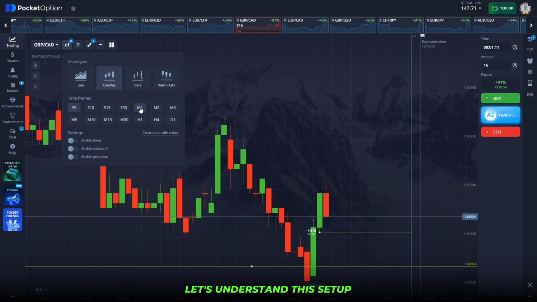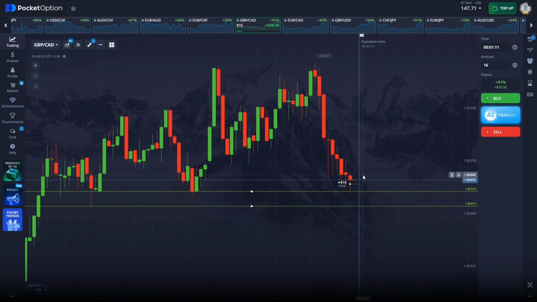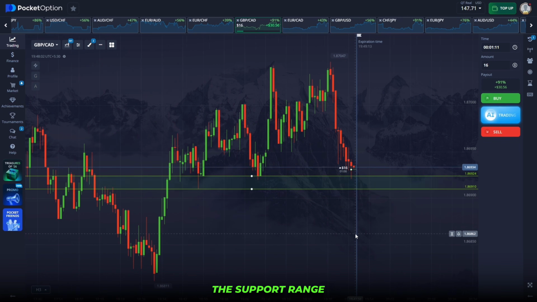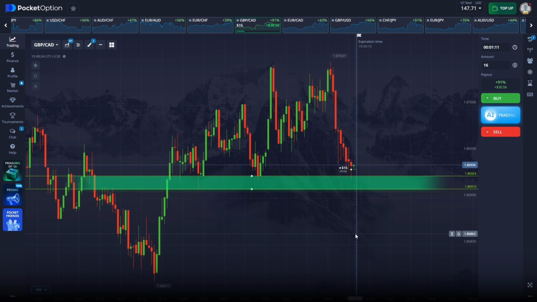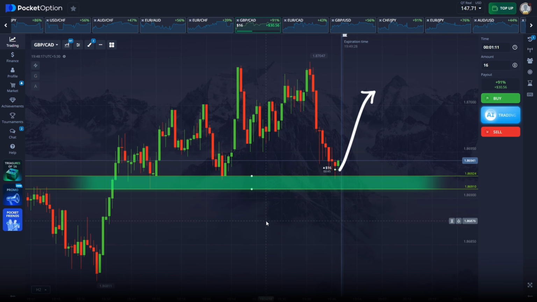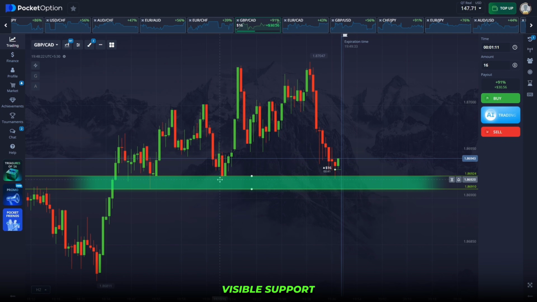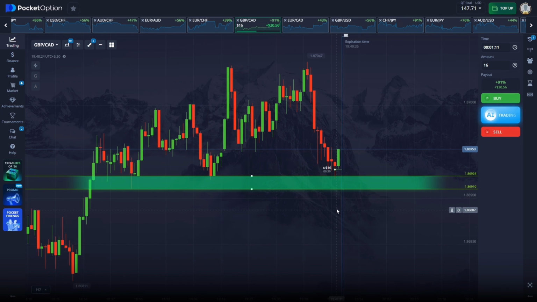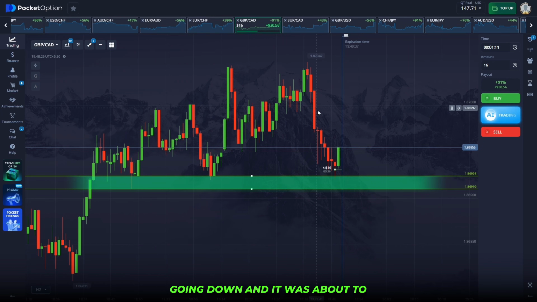Let's understand this setup first of all. So I'm basically using the support range of the price here. It's a clearly visible support zone. It's a clearly visible buying zone here. And the reason why I'm expecting a reversal is because in a ranging market, when the volume is less, price usually respects the support and the resistance range. This is a clearly visible support range of the price, in which price was going down and it was about to hit this support zone.